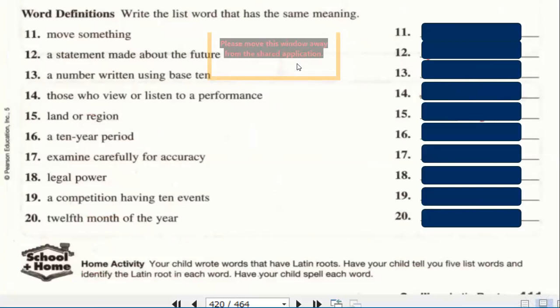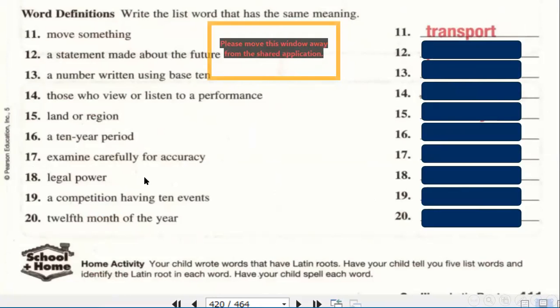Yasin, number 11. Read. Okay, Yasin is not there. Kamal, answer. Move something. Portable. No. Move means you transfer something from one place to another. Yes, transport.